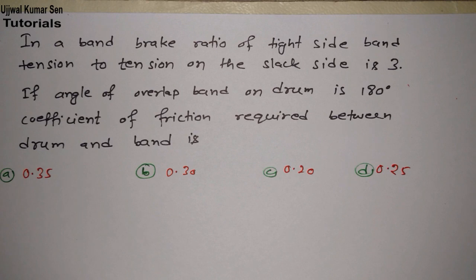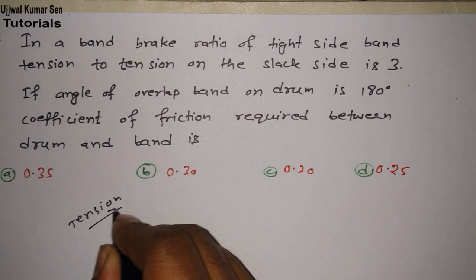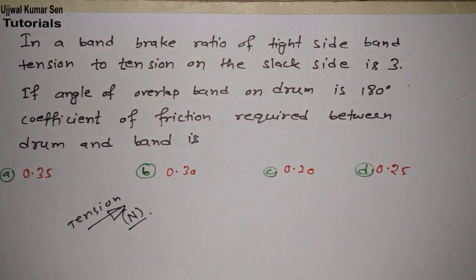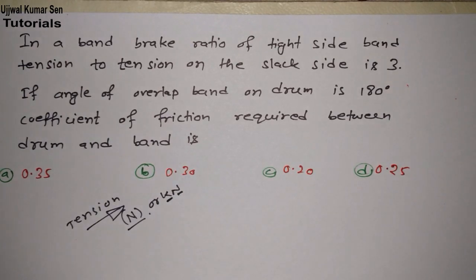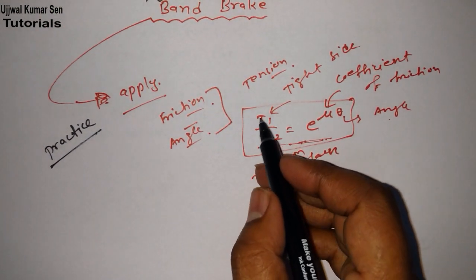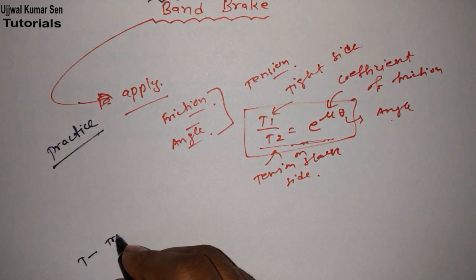Okay, so in this band brake, what is given is that the ratio of tight side band tension to tension on the slack side is 3. So here, what is tension? Basically, let me share with you: it's one kind of force. Its unit would always be in Newton or kilonewton. That is a different thing, but yes, it would be in Newton. So what happens when we see this T? Because most of the time we denote T as torque.